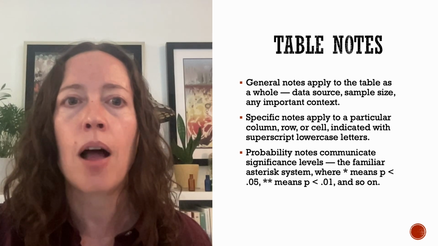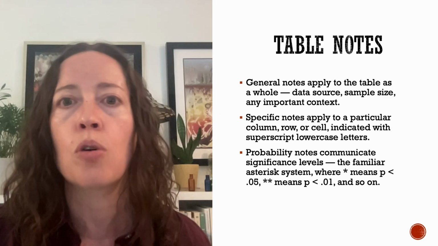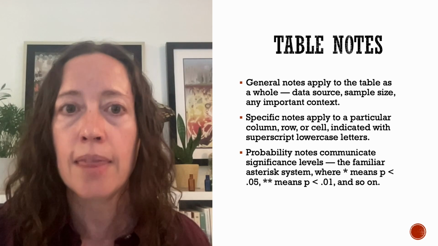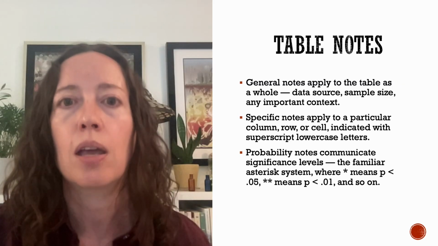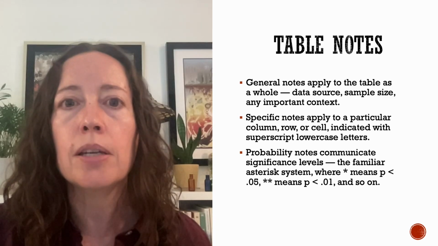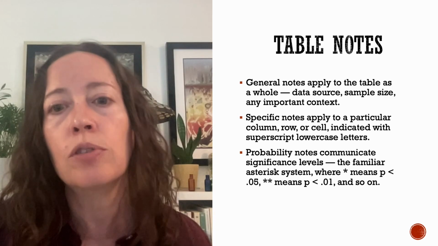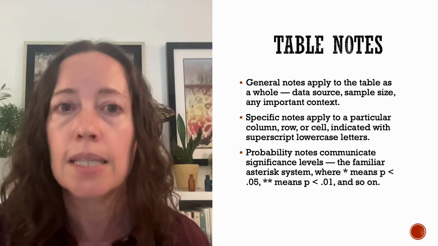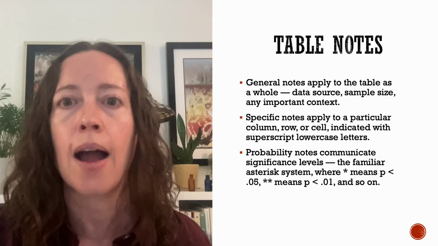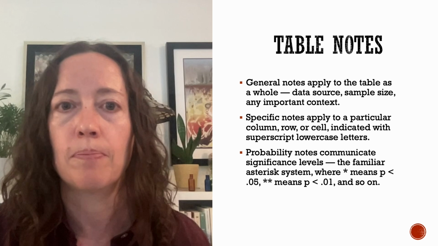Specific notes apply to a particular column, row, or cell, indicated with a superscript lowercase letter in that particular column, row, or cell, and then specified in the notes section. Probability notes communicate significance levels. Don't forget this. Even though we generally know levels of significance, a single asterisk means p less than 0.05, double asterisk means less than 0.01, and so on.